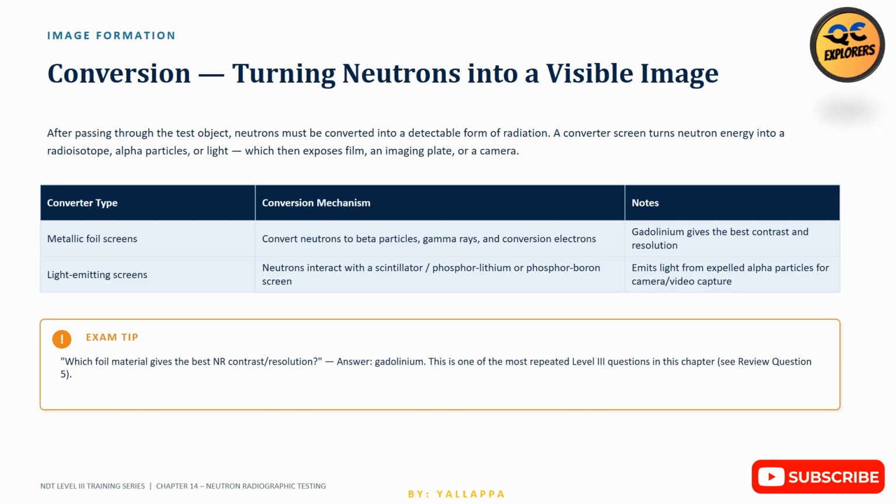This is one of the most frequently repeated questions in ASNT Level III examinations. If you're asked, which metallic foil provides the best neutron radiographic image quality? The correct answer is gadolinium.